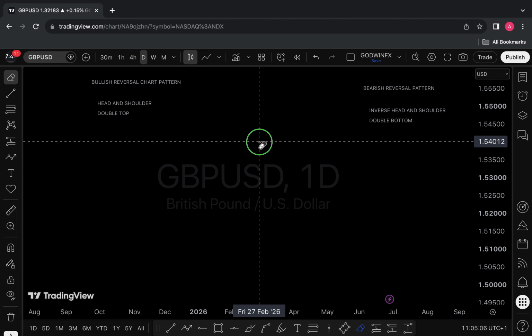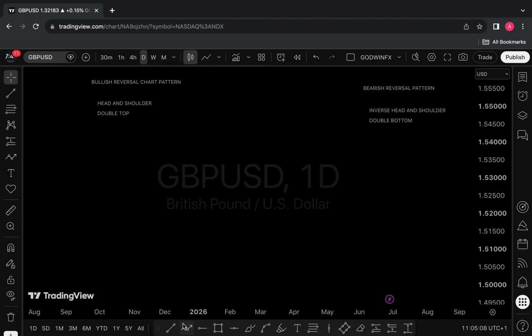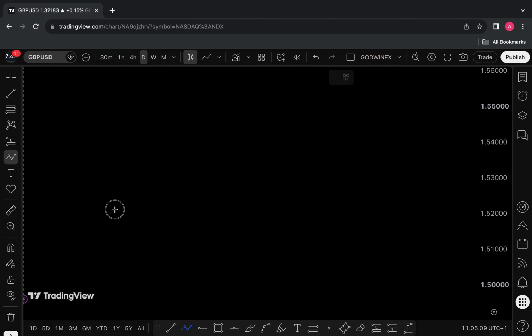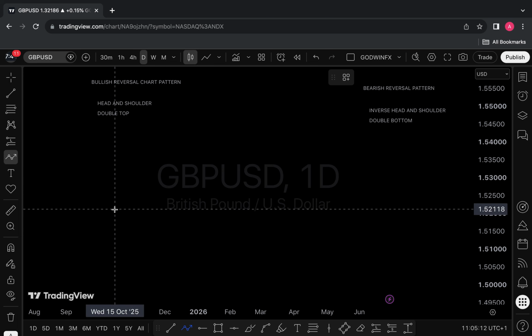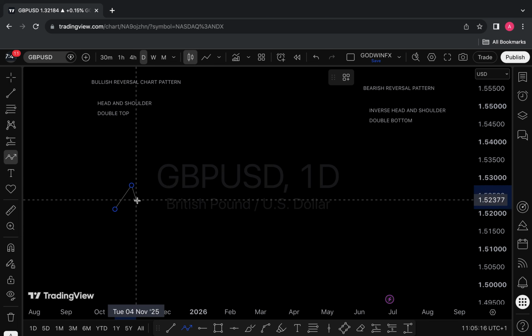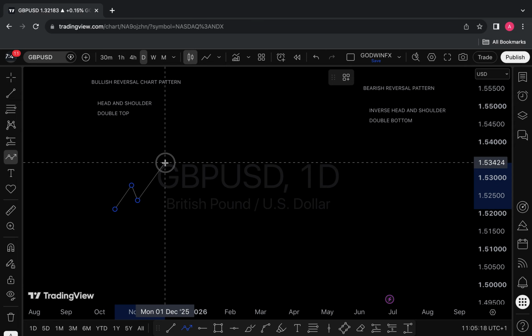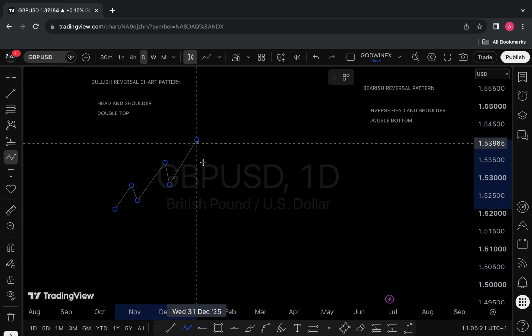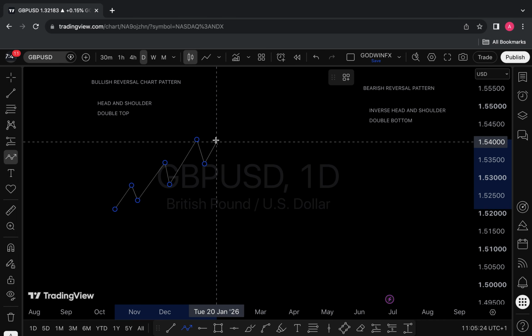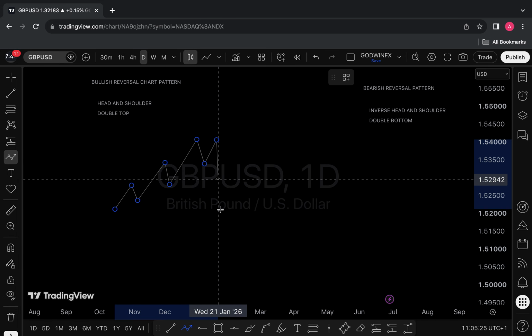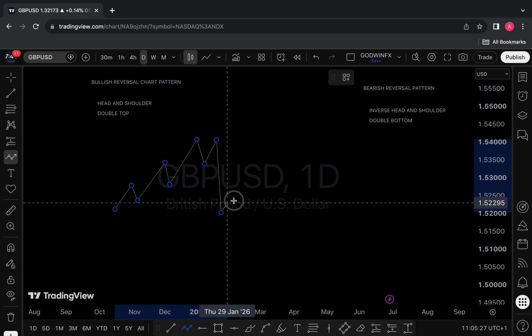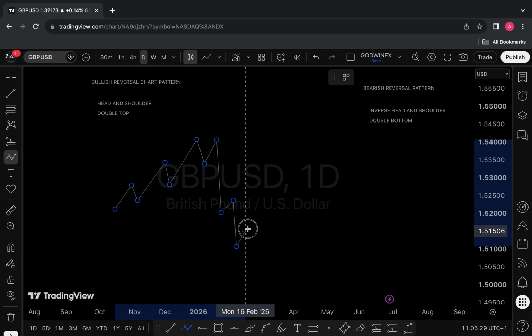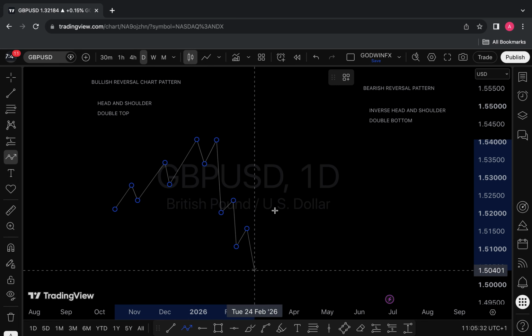So let's talk about double top. I want to make sure I'm able to save this video again. Let's say previously we've been having series of higher highs and higher lows, and now we have an equal high. We now have something like this, right? Something like the market now.